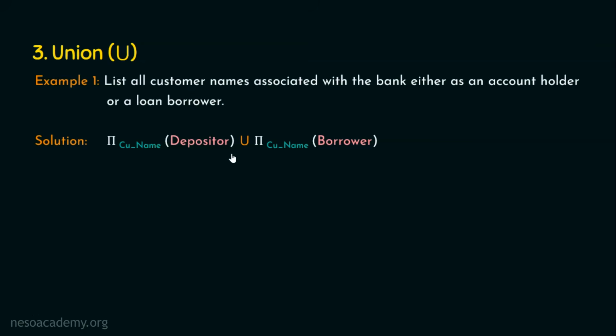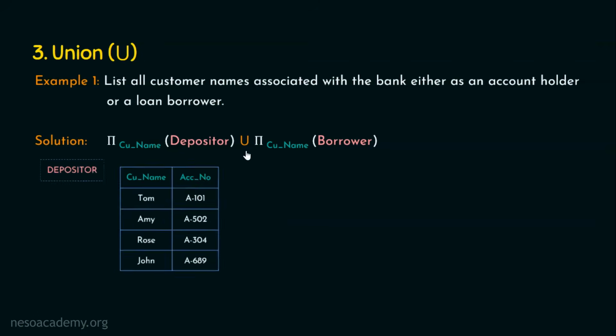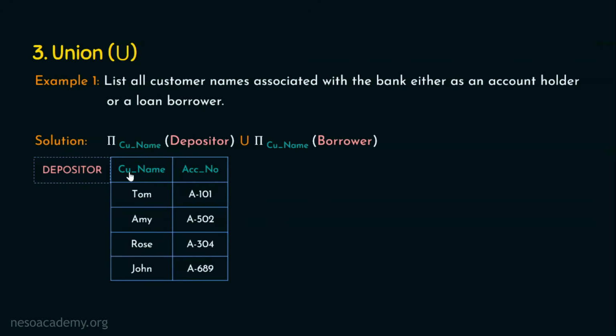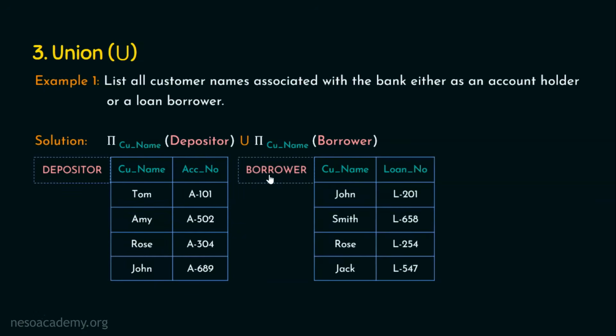To understand things clearly, let me elaborate the solution with an example table. Let's take this as the depositor table, which contains two attributes, customer name and account number. And let's take the borrower relation, which contains two attributes, customer name and loan number. Are we going to do depositor union borrower? Depositor union borrower may be proceeded with because this also has two attributes and that also has two attributes, but still we have other conditions to be checked before proceeding.